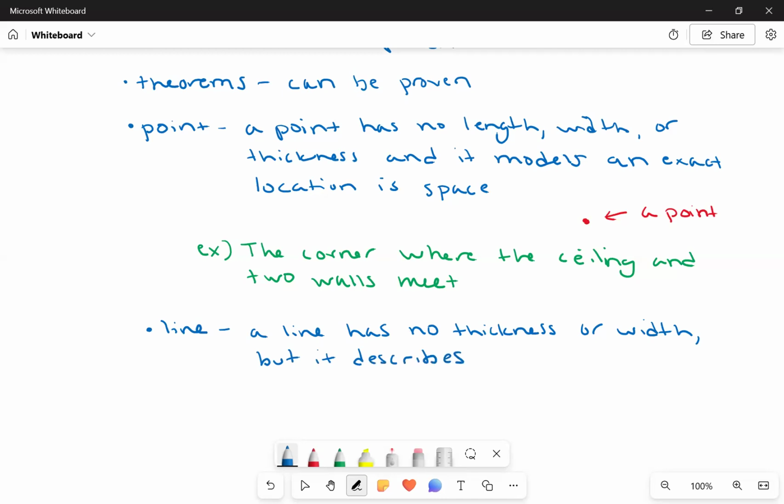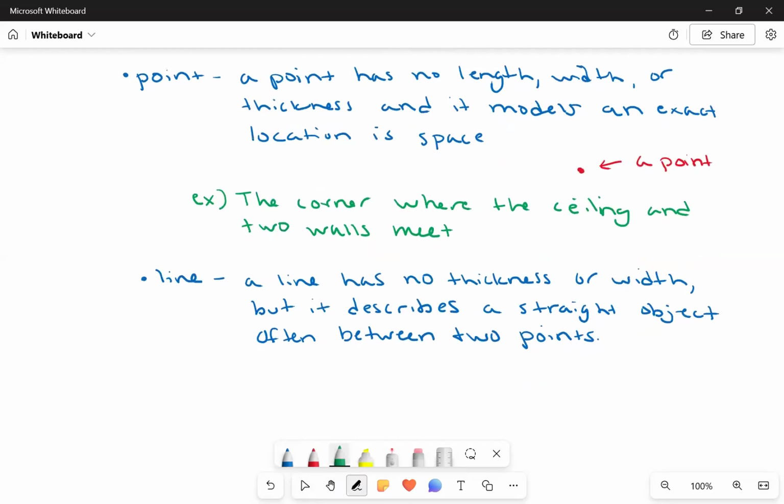But it describes a straight object often between 2 points. It doesn't have to be between 2 points, because in theory, a line can go on forever. But on planet Earth, typically when we see lines, they have an end. So for us, looking around my room, an example of a line would be the edge where the ceiling and a wall meet.